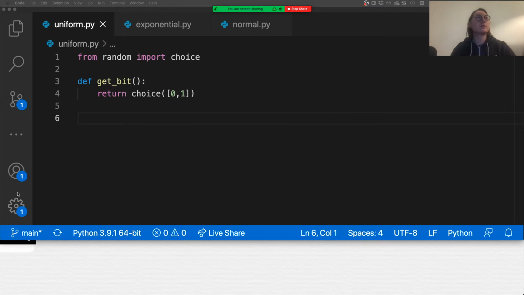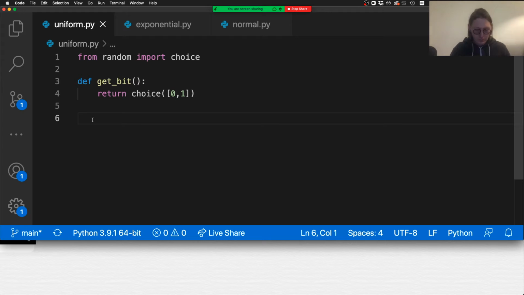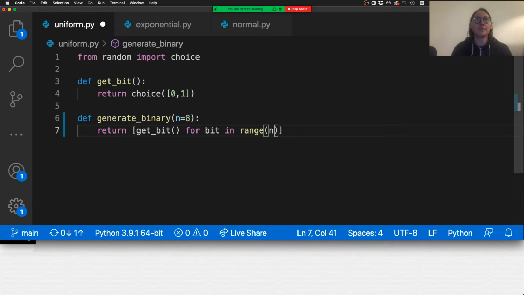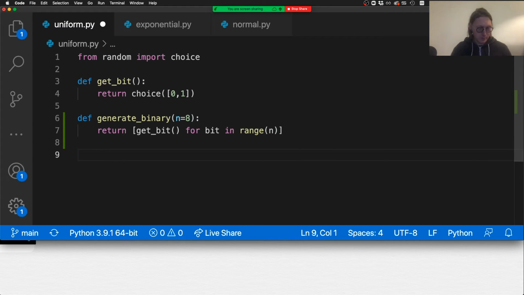Call this generate binary, and we'll pass in n. Oh, 9. 9 is a weird number. We'll just do 8. Okay, so I'm just going to return 8 bits randomly generated. I'm going to do that with a comprehension here. So return get bit for bit in range n. So let me test that in a second.